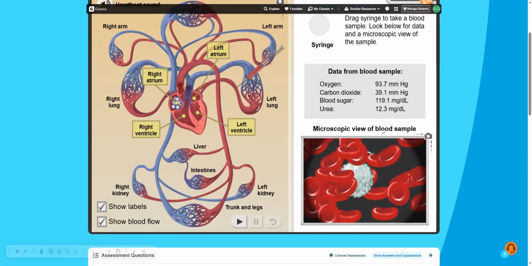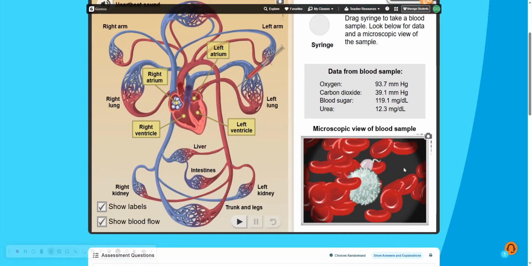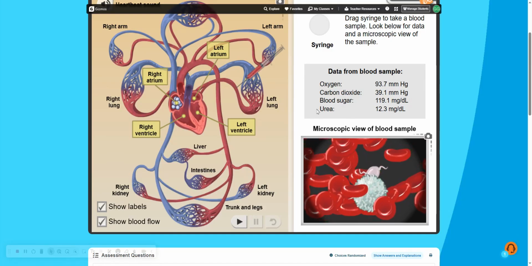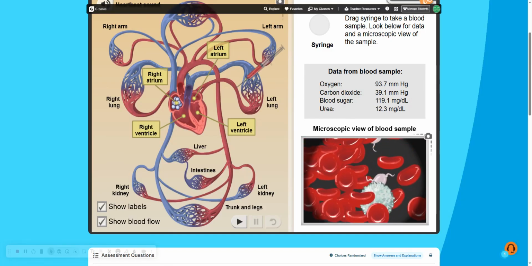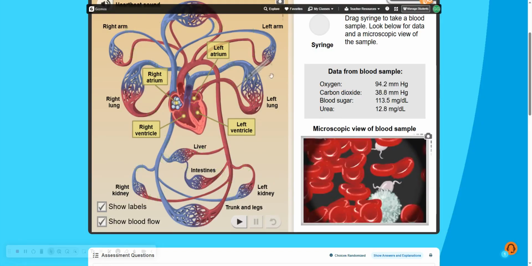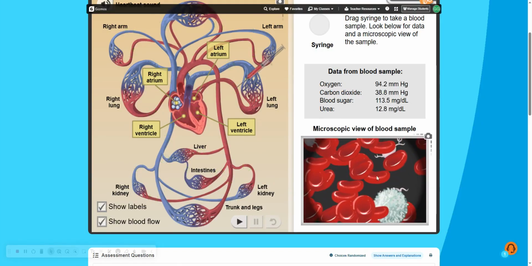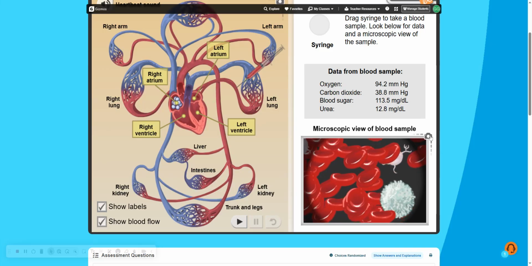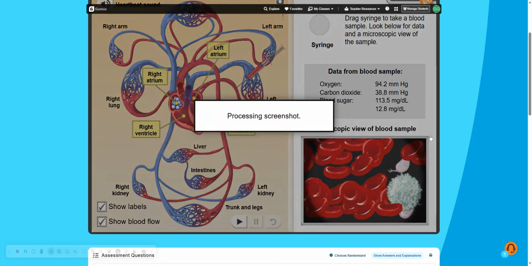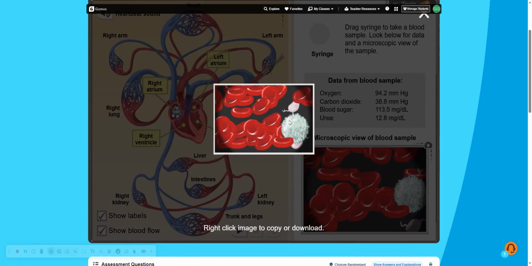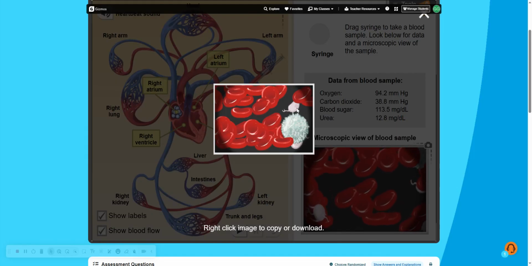Lastly, you can see there is a microscopic view of the blood, in this case, drawn from the pulmonary vein. You can pause the animation by clicking on the camera icon. Then you can copy this image into your assignment and note the different components of blood. You can see there are red blood cells, white blood cells, and platelets.